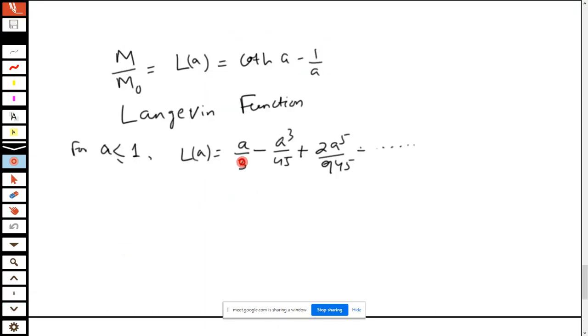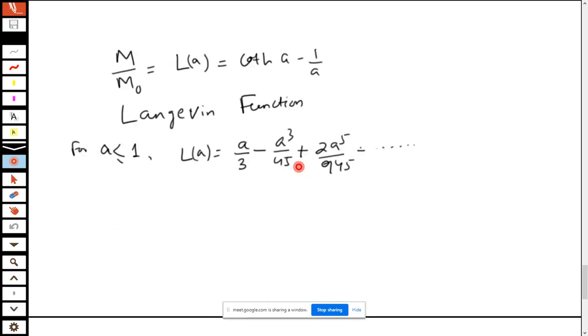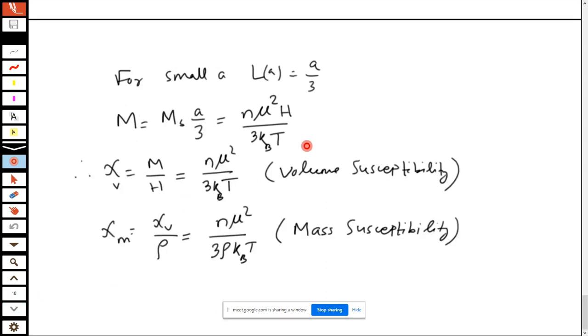So this is called a Langevin function. And for small a, when a is much smaller than 1, remember a is basically your mu H by kBT. So it is smaller than 1. In that case, you can write the equation and neglect all of the higher order terms here. So we have only the a by 3 term. The other terms you neglect, and we have something like this.